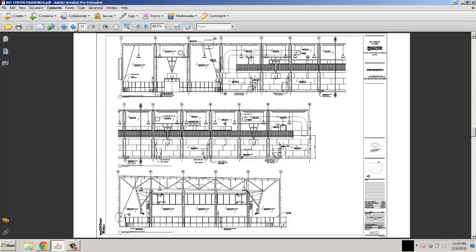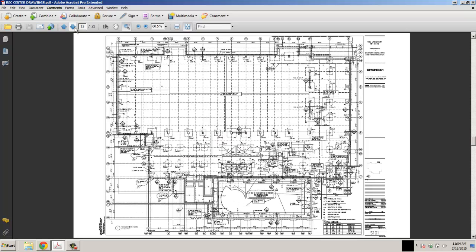We looked at A602. Now we've got some structural drawings. S101 just gives us our structural column locations all the way around the building. You can see the open area where the gymnasiums are, and then the column locations where it's supporting the rest of the area. Down here is our swimming pool.